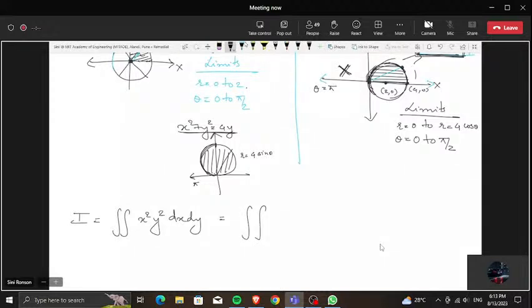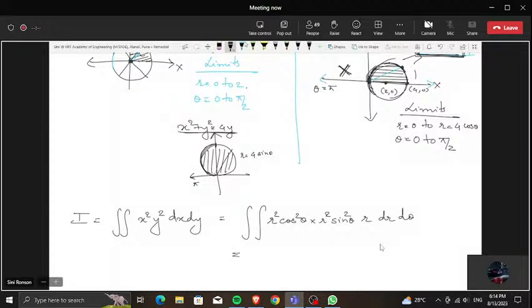x स्क्वायर्ड क्या हो जाएगा? r स्क्वायर्ड cos स्क्वायर्ड, है ना? हाँ, r square cos square and r square sin square. यस, और dx dy will be replaced by r dr d theta. ये भूलना नहीं, मोस्ट ऑफ द स्टूडेंट्स r भूल जाते हो, जिससे r का पावर चेंज हो जाता है.